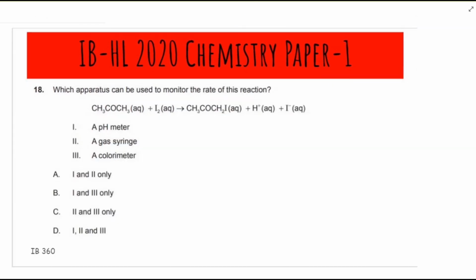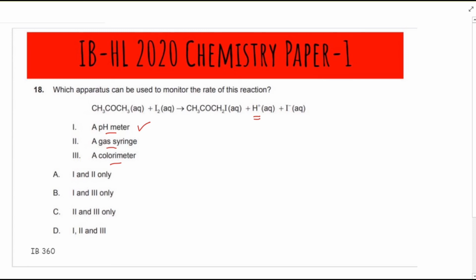Now in question 18, they're asking which of the apparatus can be used to monitor the rate of this reaction. They have given us 3 options: one is a pH meter, another is a gas syringe, and last is a colorimeter. In this reaction, as H plus ions are getting produced, the pH of the solution will keep on decreasing. The solution will become acidic. So obviously we can use a pH meter to get the rate of this reaction, as the pH will tell you the concentration of H plus ions.